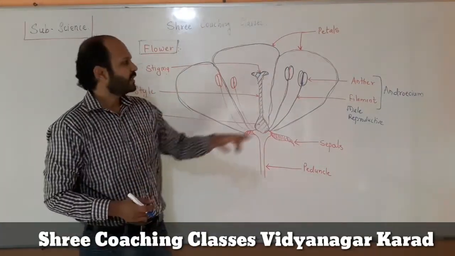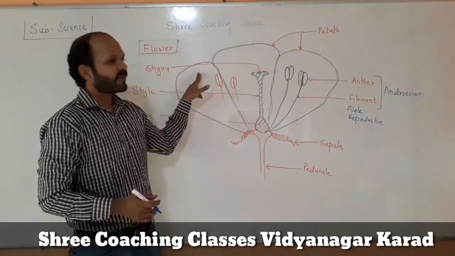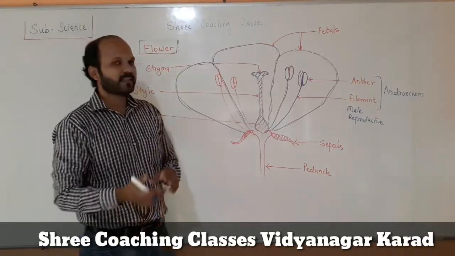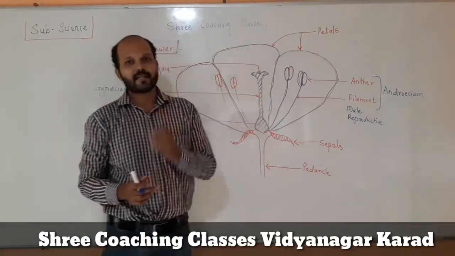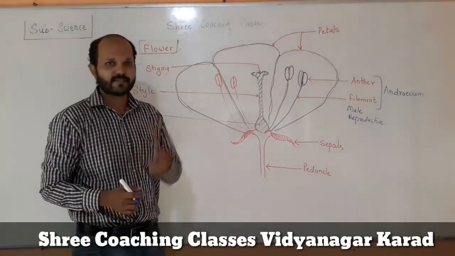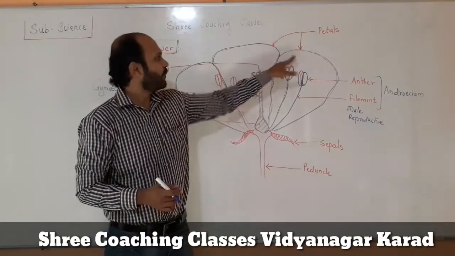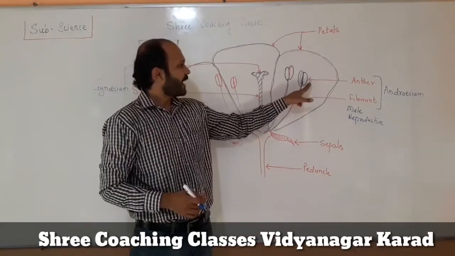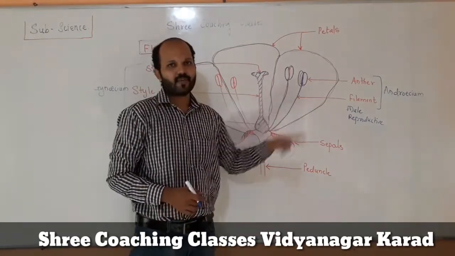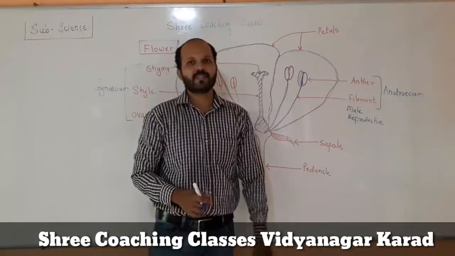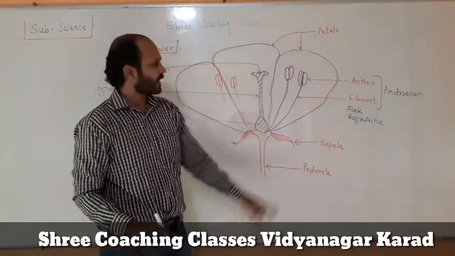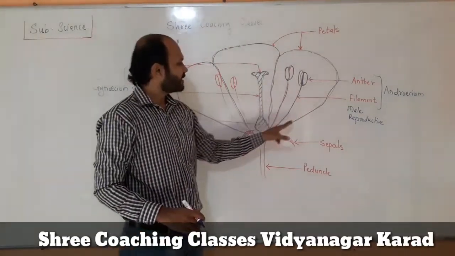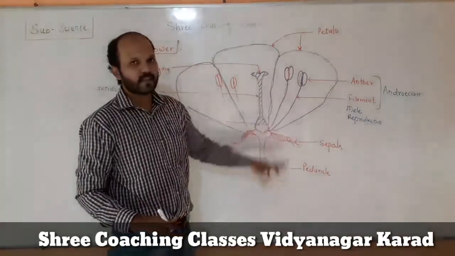Now what are petals? This structure is known as the petal, which is present in different types of colors. And what is the role of petals in the flower? They attract birds or insects. Next, a very important point: the anther and filament together are called the androecium, which is the male reproductive part. The anther contains the pollen grains.